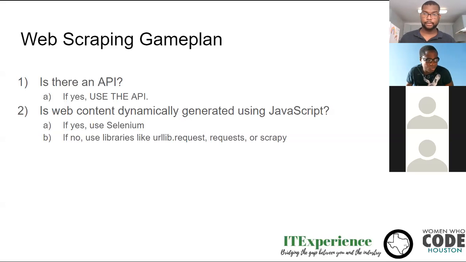Now, if you want to go beyond the API, that's a different story, and that's totally fine. The second question you have to ask yourself is: is the content dynamically generated using JavaScript? If so, then you need to use some sort of web browser automation software that allows the JavaScript to be generated.